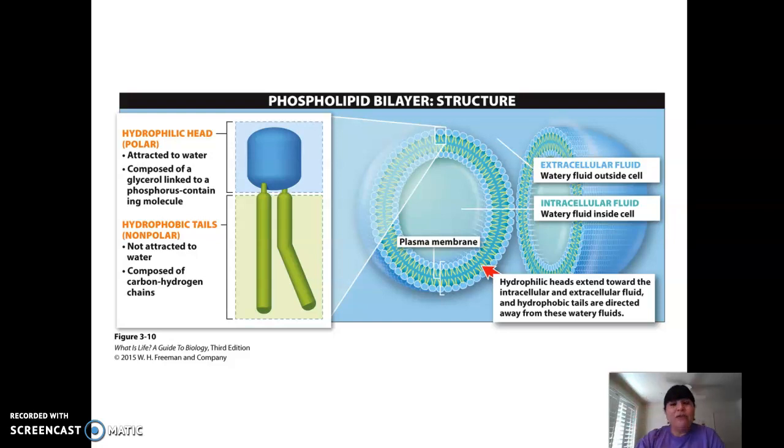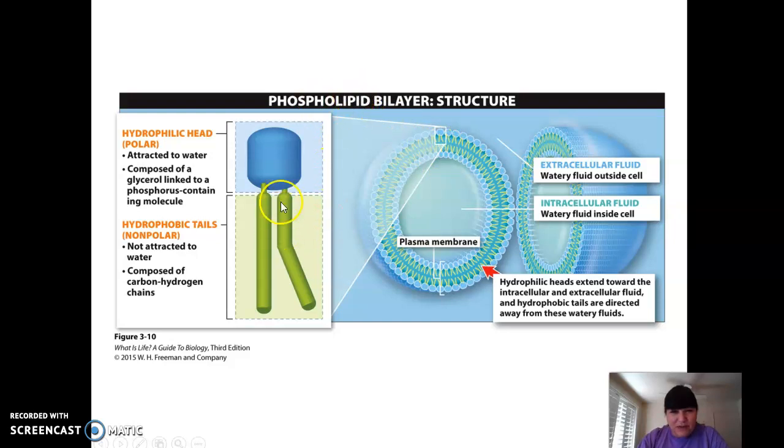And this is a good thing for the cell because these lipids, hydrophobic tails, these are the lipids, okay? Hydro means water, phobic means fearing. So these tails right here, right, they don't like water. Okay, and there's some here and there's some here.